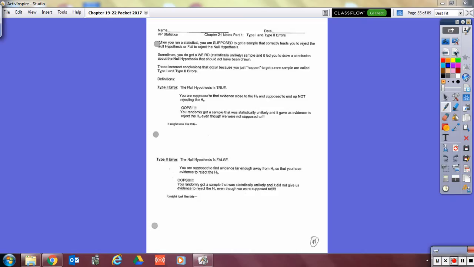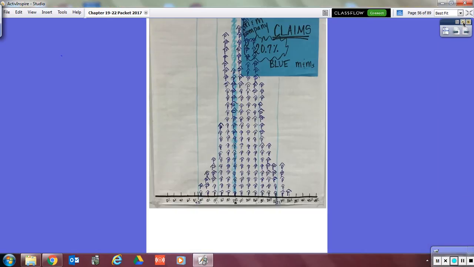and talk about it. So this right here is a picture of the sampling distribution that we made for the proportion of blue M&Ms. Now, since the M&M company claims that there's 20.7% blue M&Ms, what would our null hypothesis be? If we were to run a hypothesis test to determine if the M&M's company is correct, what would our null hypothesis be? Okay, so our p would be the proportion of blue M&Ms made. And our null hypothesis would be that p is 0.207.